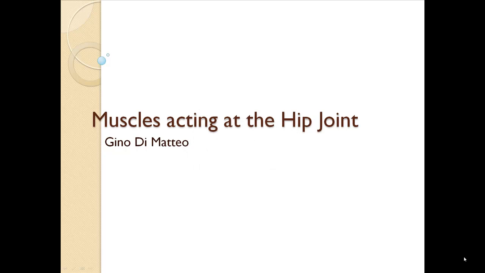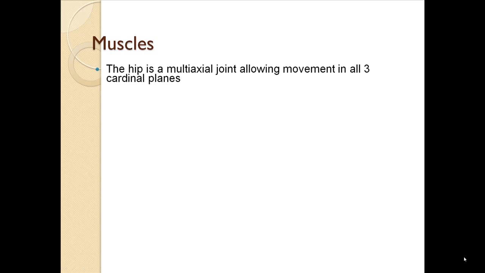Okay, now that we've looked at the hip joint, we can move on to the muscles that act over the hip. As mentioned in the previous lecture, the hip joint is classified as a synovial ball and socket joint. This means it is a multi-axial joint allowing movement in all three cardinal planes. That's flexion, extension, abduction and adduction, and then medial and lateral rotation.